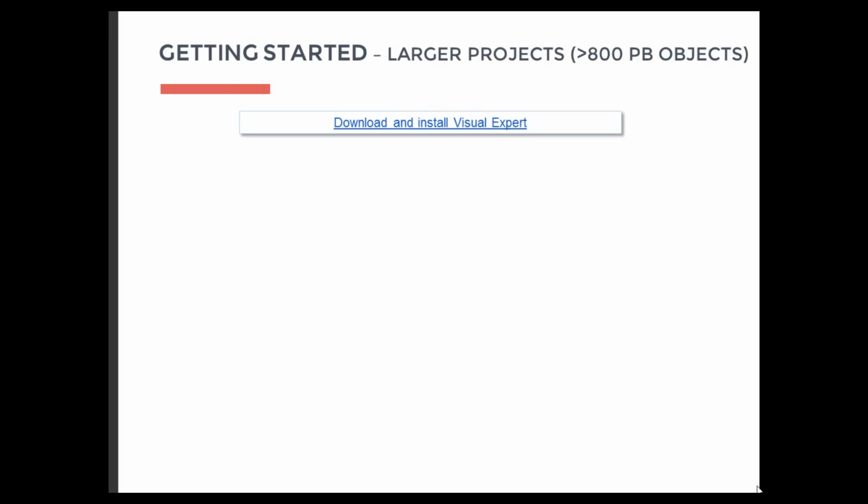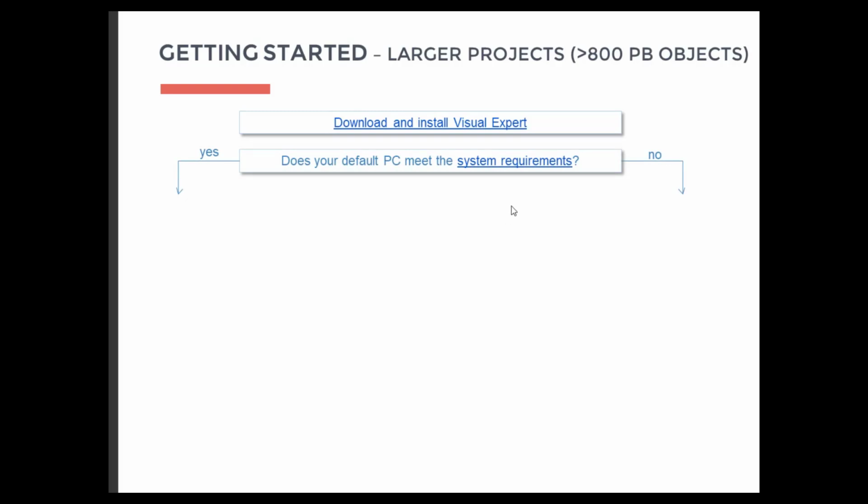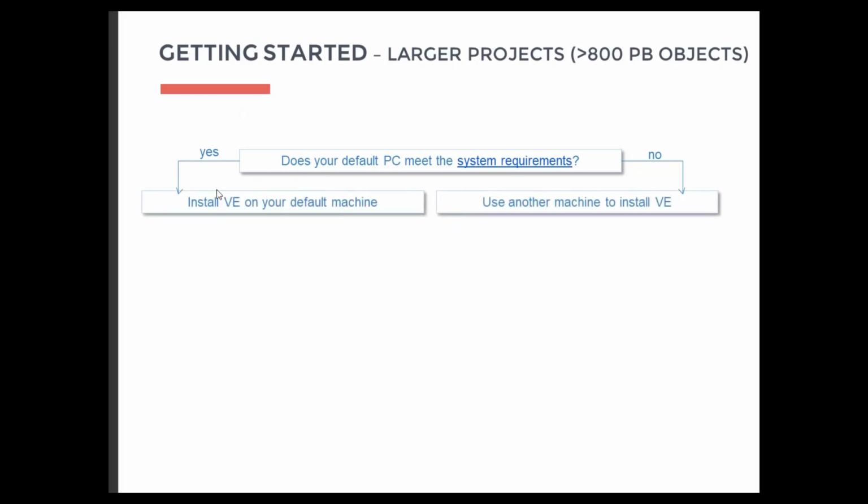First of all, of course, you will download and install Visual Expert, and you will check behind this link the system requirements. If the default machine you're about to use, whether it's a local PC or a VM or a server, does meet the minimum requirements, that's fine. You go ahead and install Visual Expert on this machine. If not, then you have to choose another machine or upgrade your VM or select another server until you reach the minimum system requirements. That's for the machine hardware side.